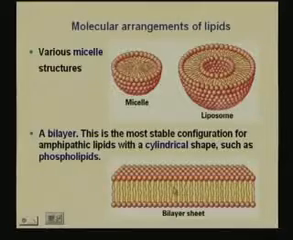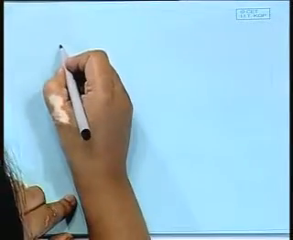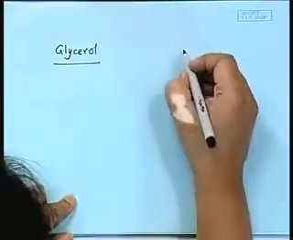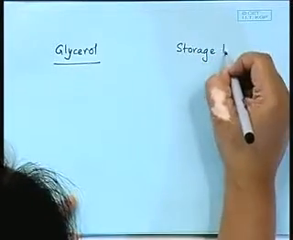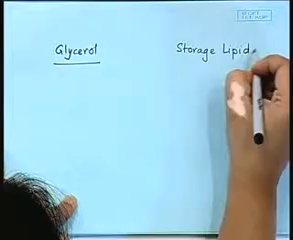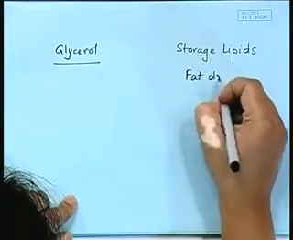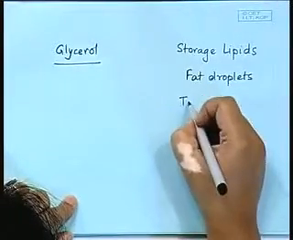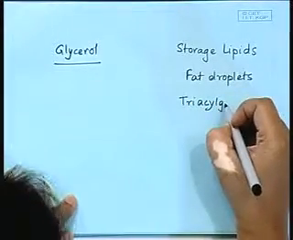So, basically what we have learnt is that we have our glycerol. In the glycerol we have storage lipids. What are storage lipids? Storage lipids are those that are fat droplets. What are these fat droplets? The fat droplets are triacylglycerols, triacylglycerols or triglycerides.